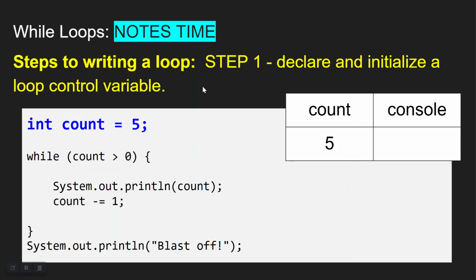So we'll go ahead and look at an example here. Steps to writing a loop. Step 1, we need to declare and initialize a loop control variable. So this is our place to start, right? So int count equals 5. We now have on our trace table over here our variable count. It is set to 5.